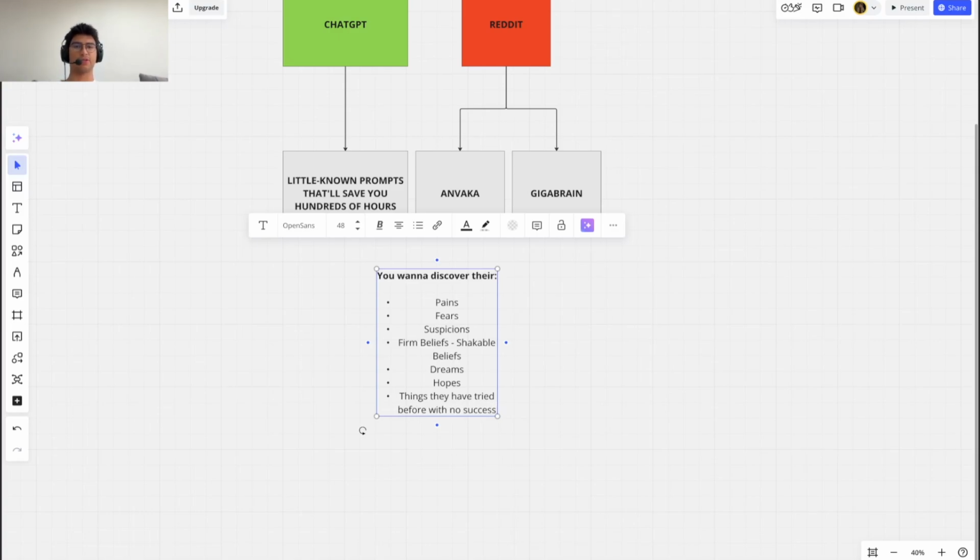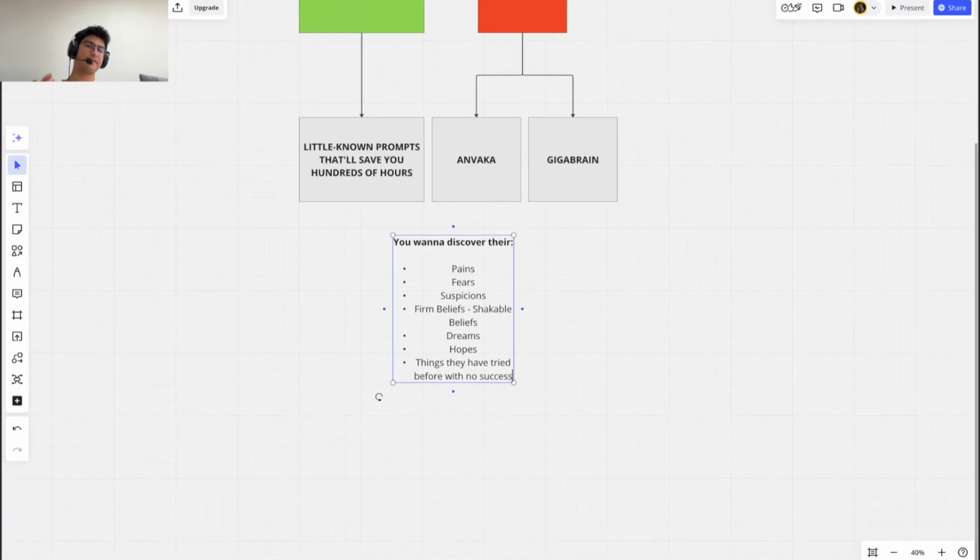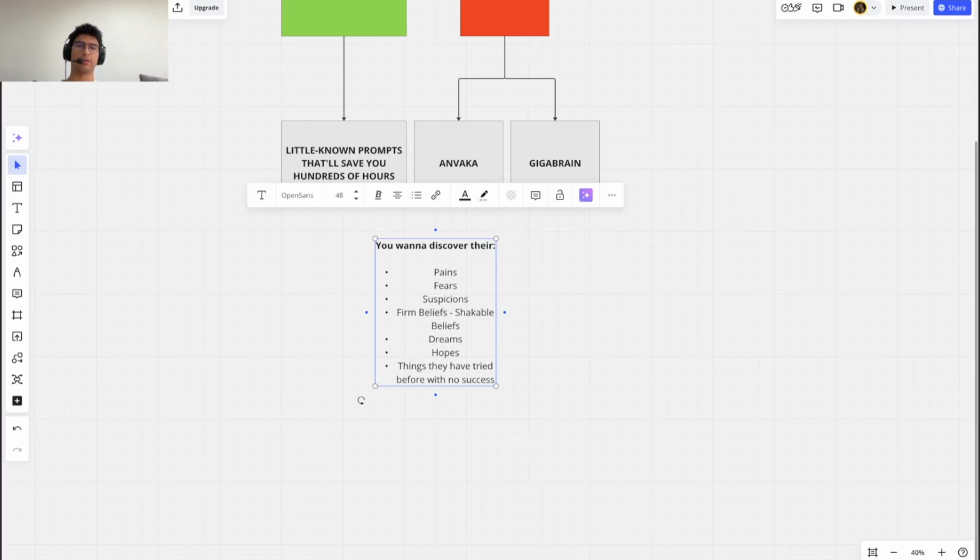So, for example, every single person that has tried to lose weight has failed at least once because, for example, they went into a restrictive diet that they didn't like because they felt like they couldn't eat at all. So they were always starving, or they were trying keto, fad diets, and all of this stuff that they find online. So most of the time they have tried this. So when you ask ChatGPT what are the things they have tried before with no success, it's going to tell you exactly that, right? So you can then target your message in a more effective way. Pains, fears, suspicions, beliefs, dreams, hopes. That's basically everything that you need to uncover with your market research, right?